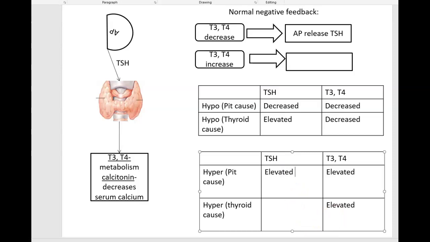Okay, so if the anterior pituitary, say you have a pituitary tumor, is producing a lot of TSH, the thyroid is going to produce excessive T3, T4, because the thyroid doesn't have a brain. It says, okay, I'm getting told to produce more. I guess I should do that. So it does. Okay, so there's that.